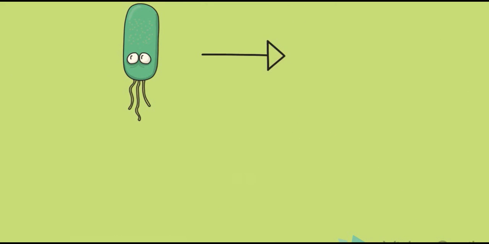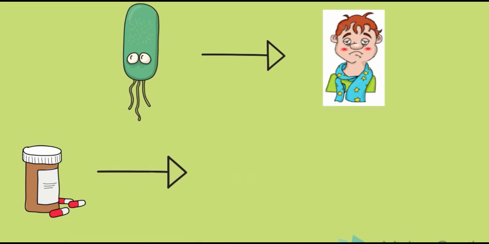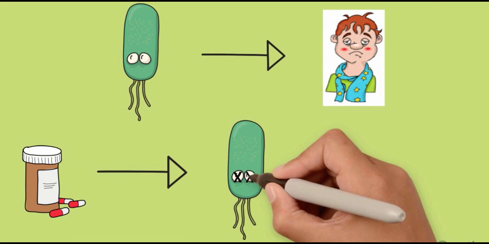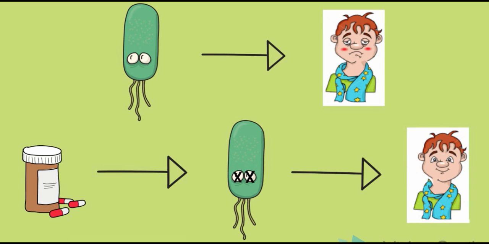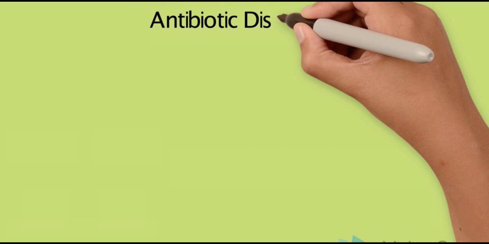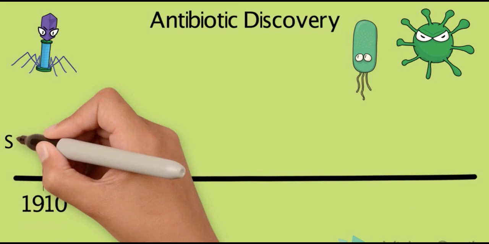Understanding the relationship between bacteria and disease development was instrumental in the creation of antibiotics and antibacterials, which are chemical compounds used in the treatment and prevention of bacterial infections. They act by either killing the disease-causing bacteria or inhibiting their growth. The drug salvarsan was the first antibiotic created in 1910 to help treat patients with syphilis.